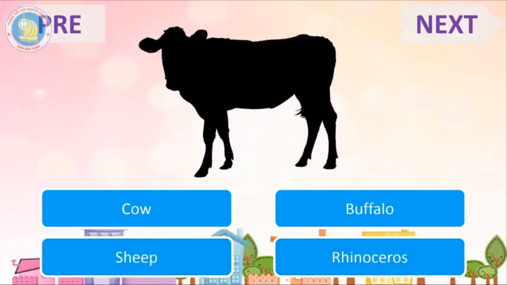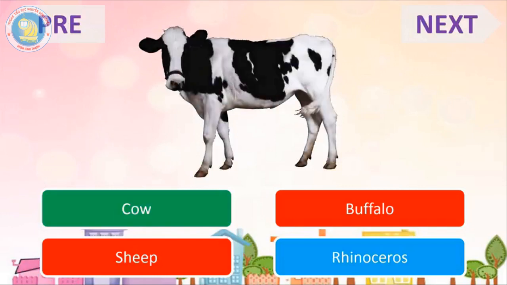Okay, what's this? Is this a buffalo? Buffalo. No, it isn't. What's this? It's milk for everyone. You guess it. What's this? Is this a sheep? Sheep. No, it isn't. What's this? It's a cow. Are you sure? Cow. Now everyone repeat. It's a cow. It's a cow. That's right.